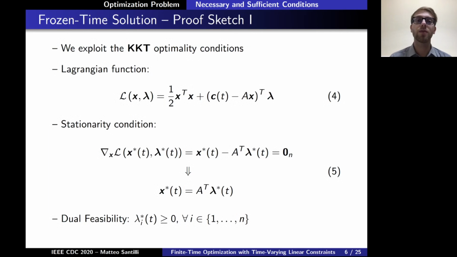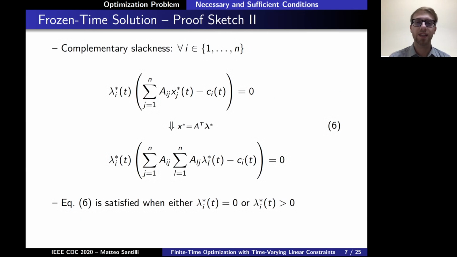To prove this result, we resort to the Karush-Kuhn-Tucker optimality conditions, where we consider the Lagrangian function in 4, where lambda is the set of the Lagrangian multipliers. Then, utilizing the stationarity condition, we obtain the one in 5, that is the form of the x star. Then, from the dual feasibility, we know that each component of the Lagrangian vector has to be greater than or equal to 0.